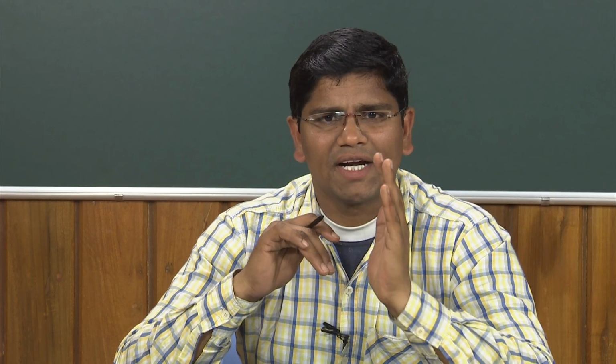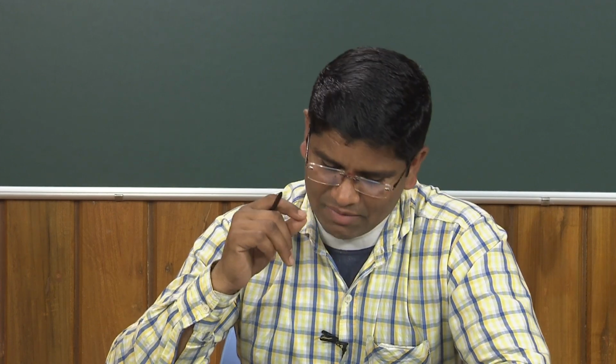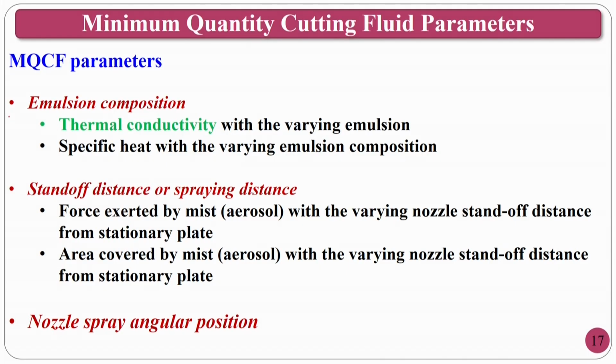We know that the minimum quantity cutting fluid is better than dry as well as flood cooling. Within MQCF, how to go for betterment of this MQCF? How to improve the process performance by using variables that are affecting the performance of MQCF? One is emulsion composition, and the second one is stand-off distance, that is the force exerted by the mist, and at the same time how much area it is occupying. The third one is nozzle spray angle. It looks like three, but within the stand-off distance you also have two more variables, that is how much area it is covering and what pressure or force it is exerting, and all those things.